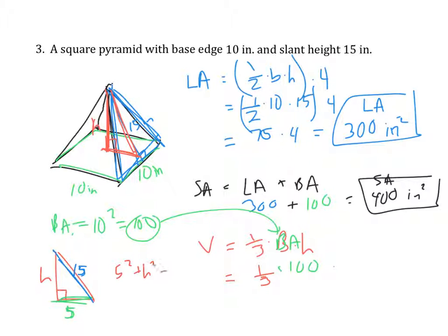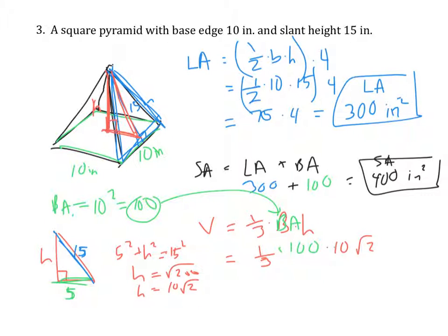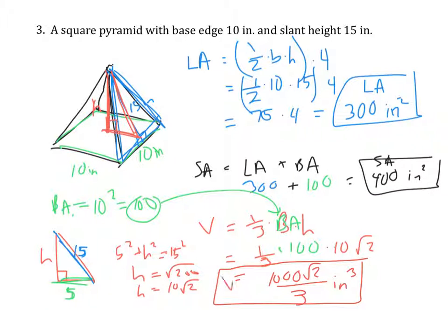5 squared plus h squared equals 15 squared. I'm not going to do that for you right now. I'm going to tell you that you should have gotten for your answer square root of 200, which is 10 radical 2, and that's going to be 10 radical 2. So the final answer for this volume, when I plug that in, is going to be 100 times 10 is 1,000. That doesn't divide evenly by 3, so I'm going to write it as 1,000 radical 2 all over 3 cubic inches, and that was my volume.